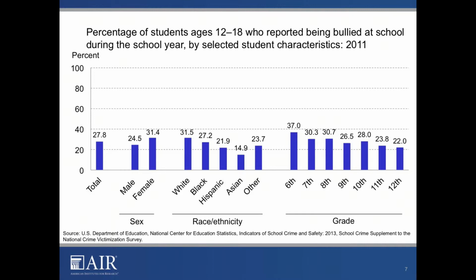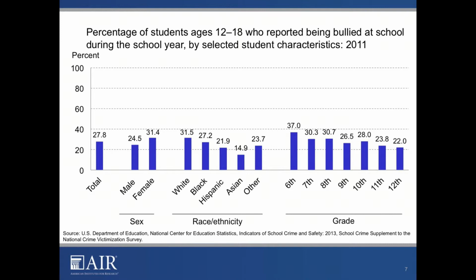The Indicators of School Crime and Safety report, the next edition, is probably going to be released really soon. However, I can't speak to the 2013 data, as some of the data, specifically the School Crime Supplement data, has not been released yet. So 2011 is the most recent year I can report on today. And we can see that 28% of students ages 12 through 18 reported being bullied at school during the school year.